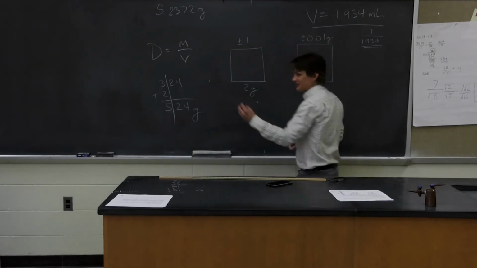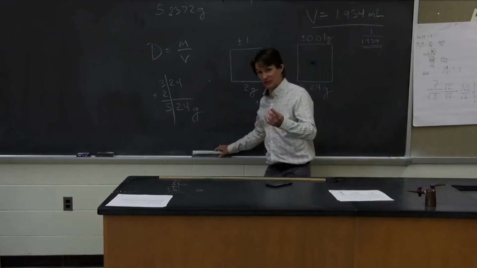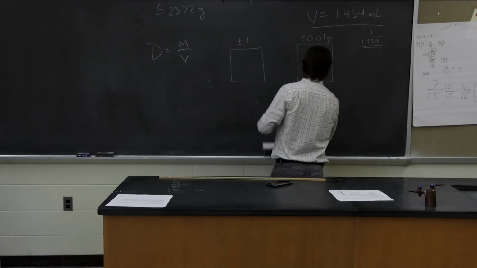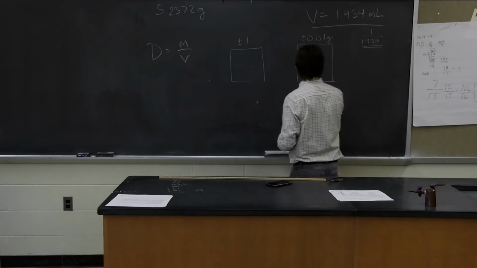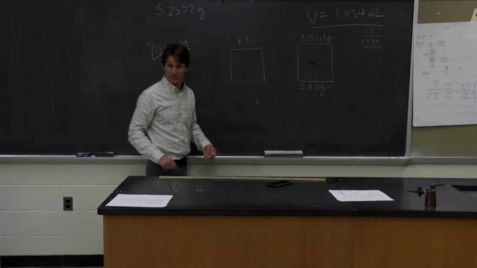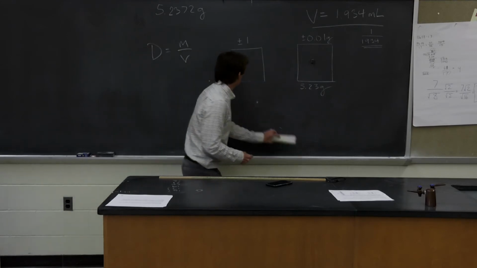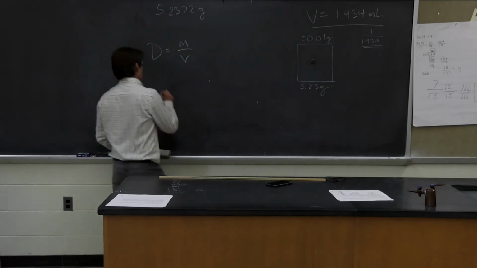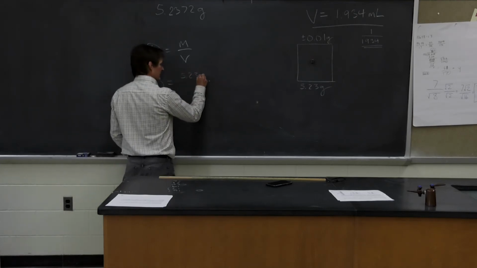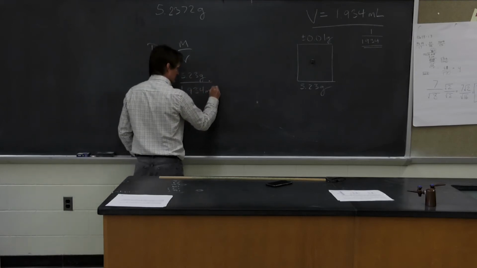What this student should have done is placed them all on the good balance, or I should say the more precise balance. And in this case, the measurement, we'll say, would come out to 5.23 grams. Just happened to be this in this particular case. Now, if this student were to do this calculation, we would take the density, which is the mass, 5.23 grams. We're going to divide that by the volume, 1.934 milliliters.